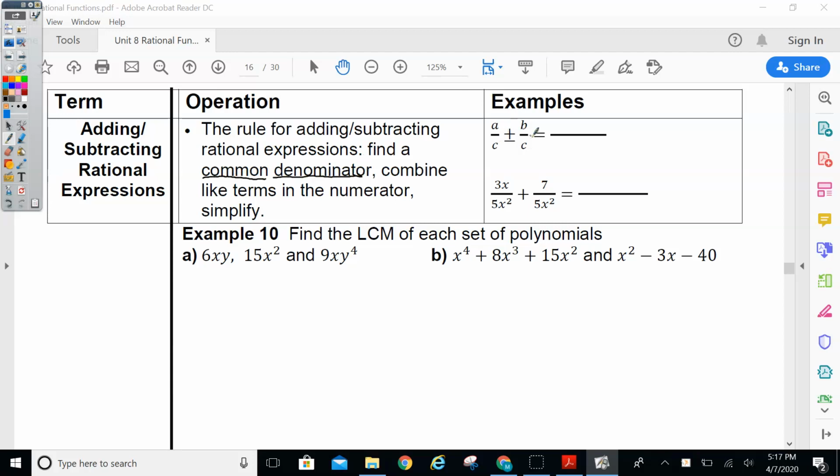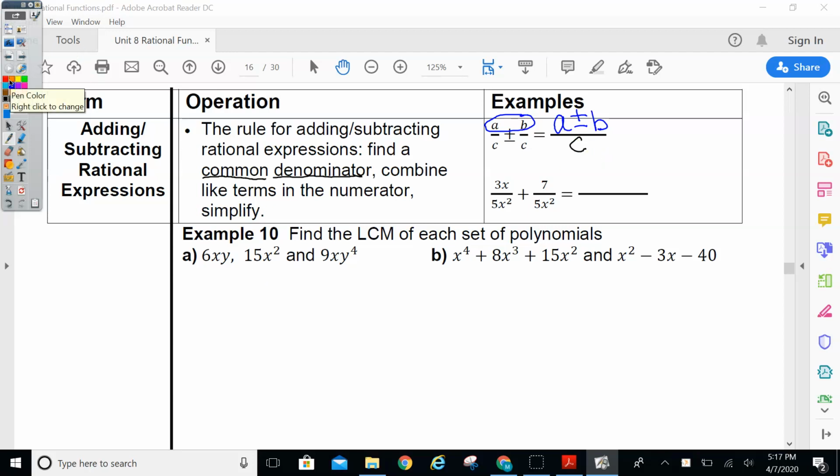So if the denominators are the same, all you do is combine like terms in the numerator. So whether it's adding or subtracting, you combine them if they can be combined. Denominator stays the same though. So it has to be the same and it stays the same. And then reducing if you need to reduce.